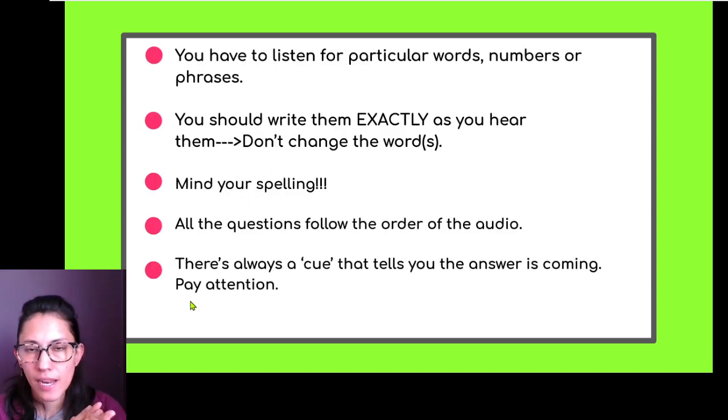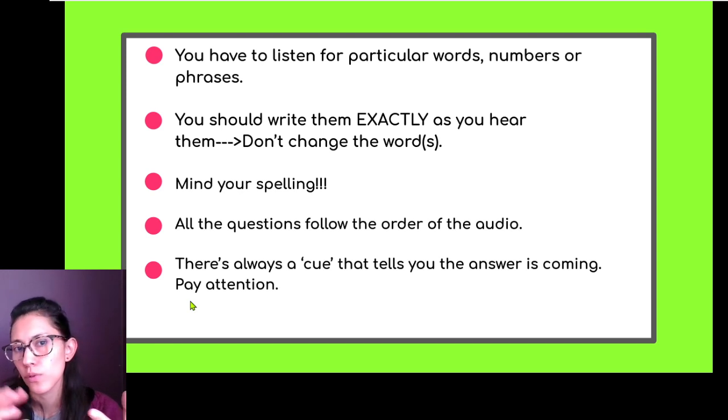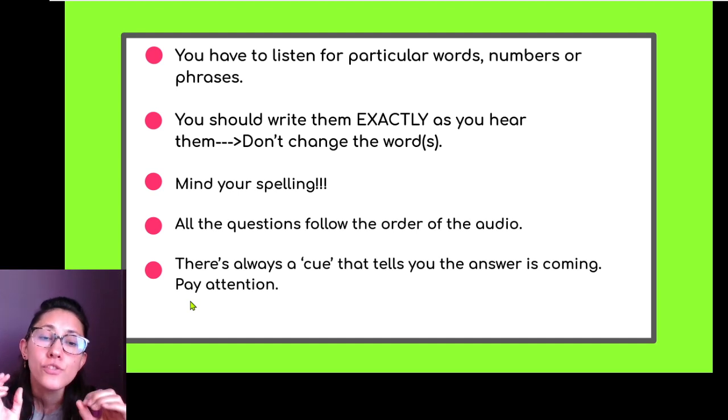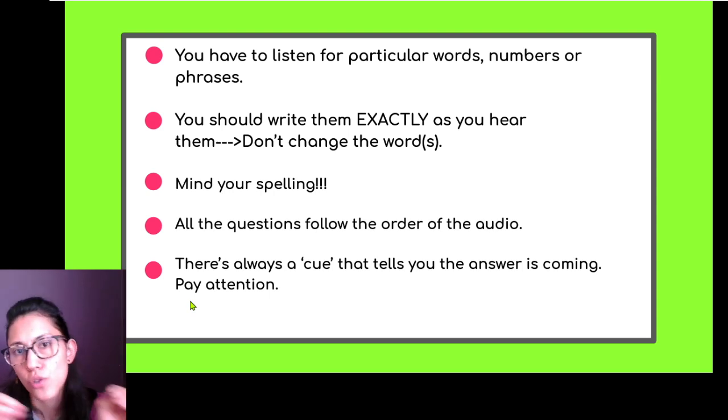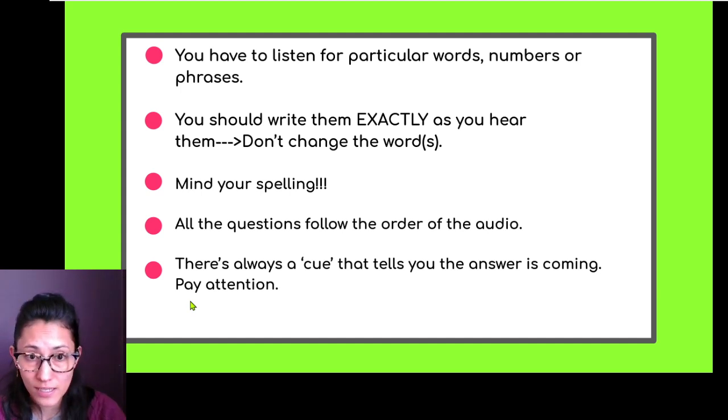Now, other tips that I can give you is that you need to listen for particular words, numbers, or phrases, actually small phrases that could be 2-3 words maximum, not more than that. You should write them exactly as you hear them. You cannot change the words that you're listening. The words that you're going to use to complete your sentence, you cannot change them. Okay, now again, I'm going to explain that in a second. Mind your spelling, highly important.